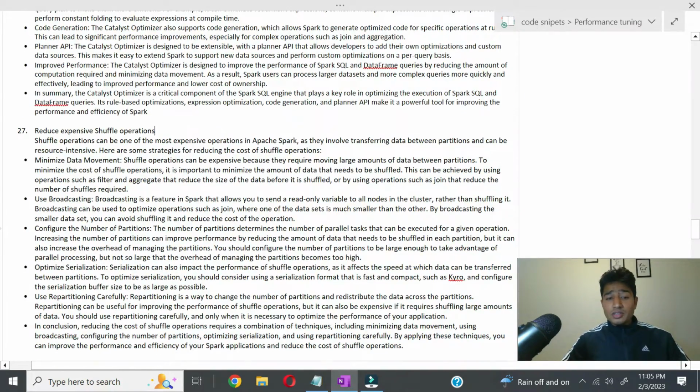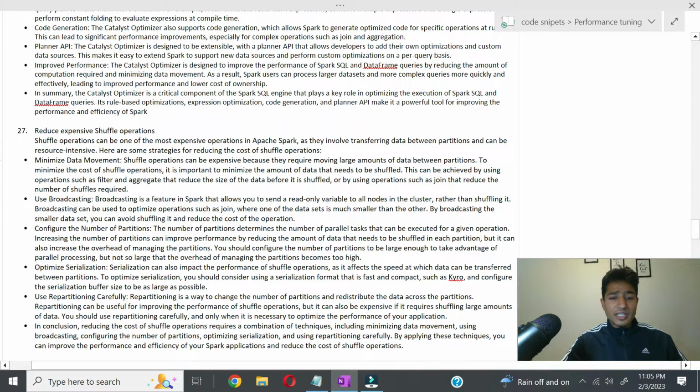How to reduce shuffling? Shuffling is an expensive operation, so how to reduce it? You can reduce shuffling by minimizing the data movement. Shuffling means data movement, and how to minimize it.